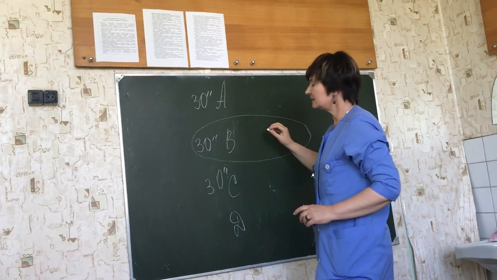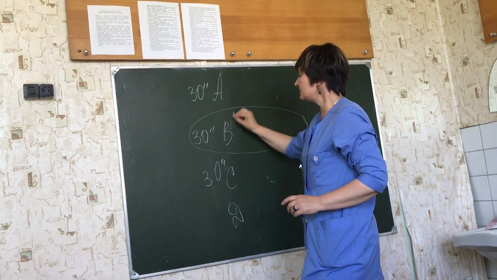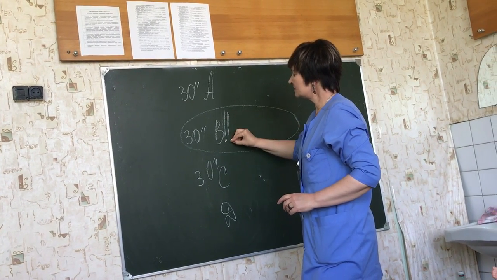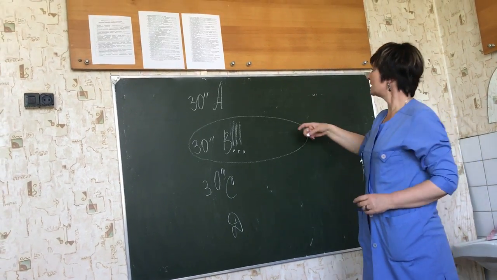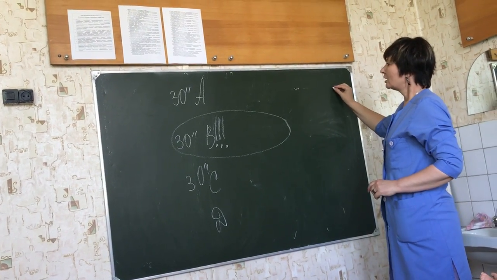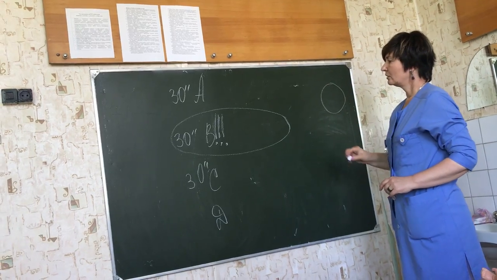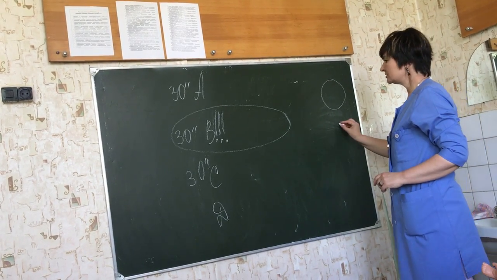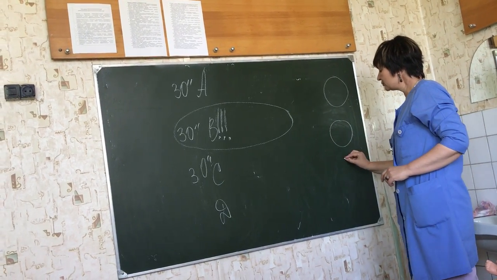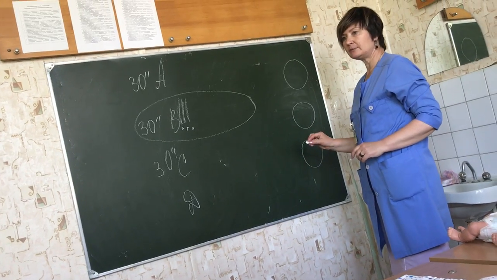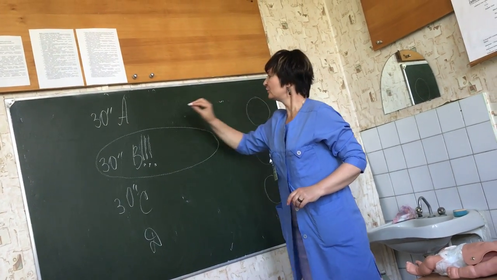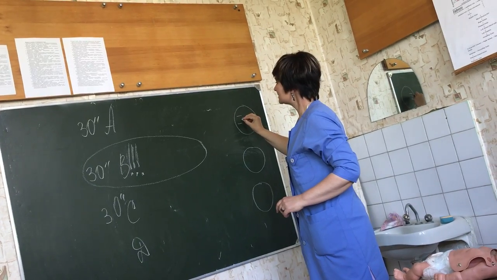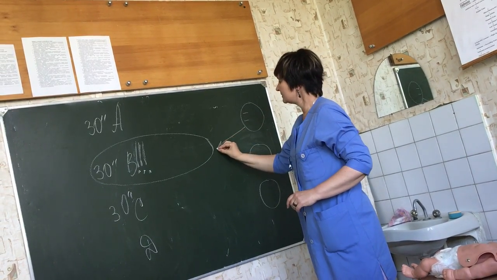The most important step in neonatal resuscitation is B, ventilation. Between each step, there is a block of examination, where you check the indication for the next step. And after 30 seconds of A, you check this indication.